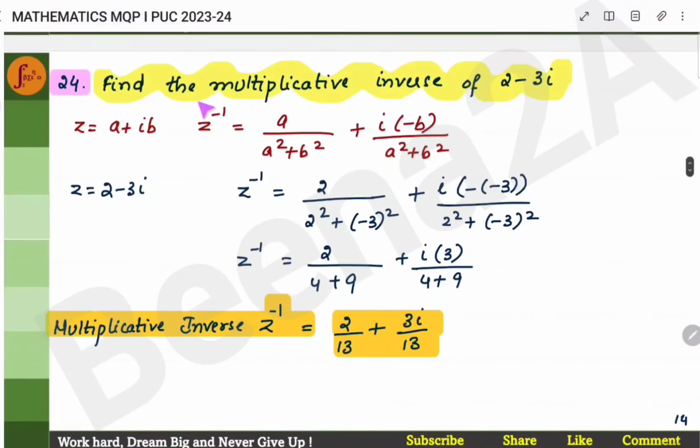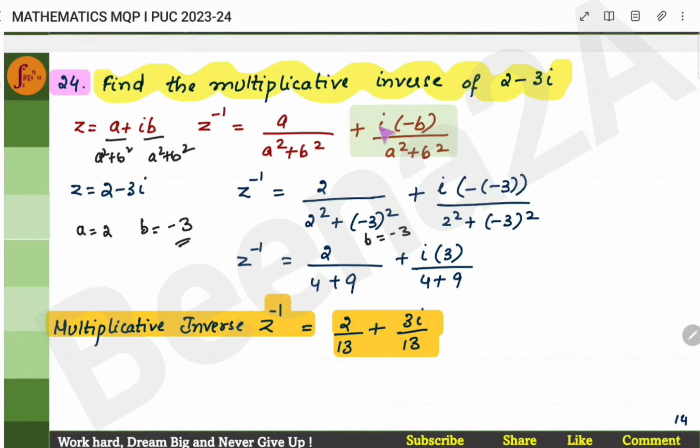Next one. Find the multiplicative inverse of 2 minus 3i. Whenever you have to find the multiplicative inverse, you have to divide both of these by a square plus b square. Right? A square plus b square. So you have a is equal to 2 and b is equal to minus 3. So substitute a and b values. You put 2 by 2 square plus minus of 3 square, because b is minus 3.